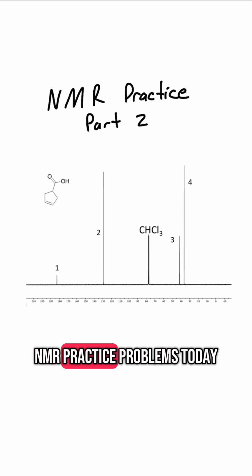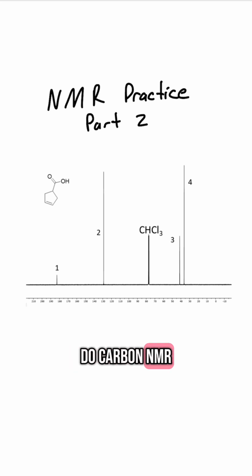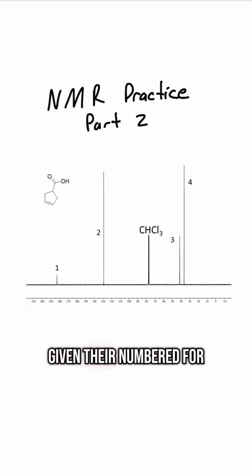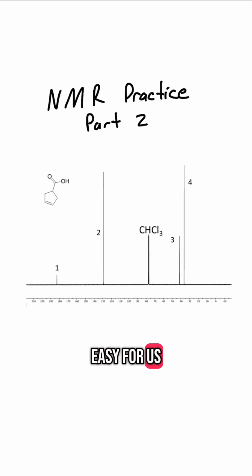Let's do some NMR practice problems today. So we're going to do carbon NMR and match it to the structure we have. We have our carbon NMR spectra with our molecule here, and we're going to match these signals to the carbons here. We have our spectra here, and they're numbered for us, so that's already easy for us. Then we have our structure.